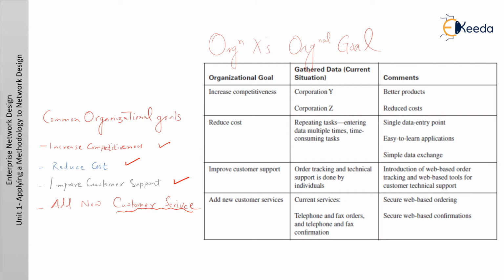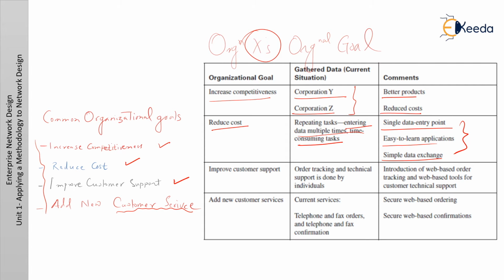So we are listing all these things for a particular organization X. So what is the organizational goal with respect to these four parameters? First thing is increase competitiveness: corporation Y and corporation Z have better products, and reduce the cost. So we are comparing these things. Reduce cost: repeating tasks, entering data multiple times and time-consuming tasks. So a single data entry point is there, easy to learn application and simple data actions we have designed.